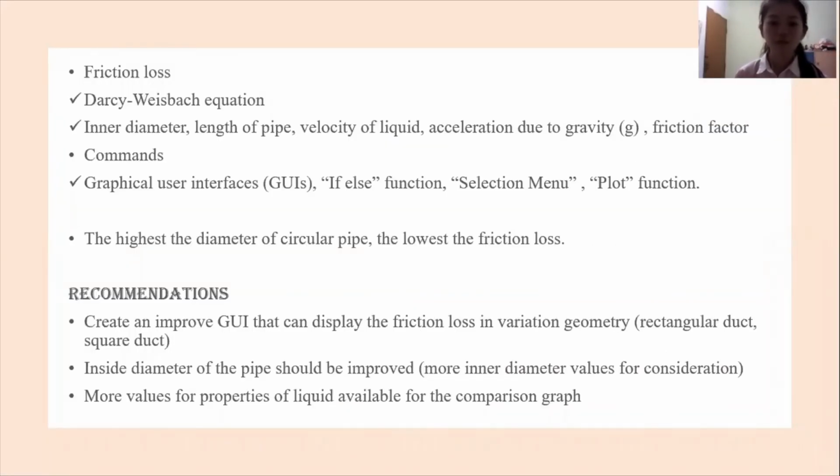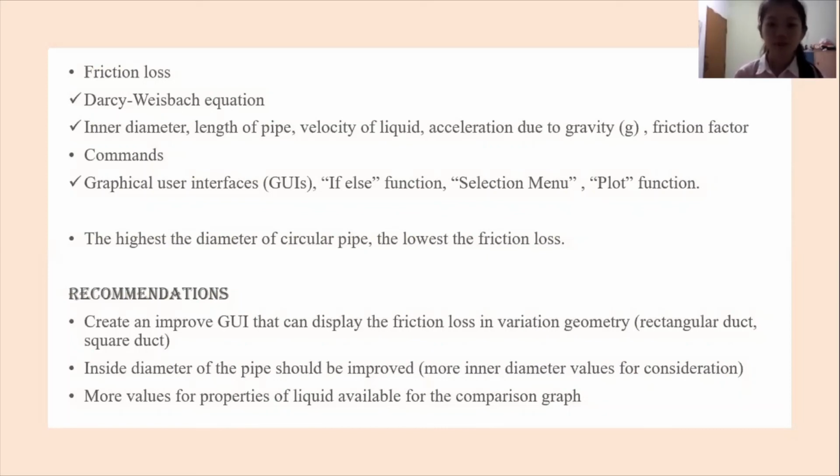For determination of friction loss, which is calculated by the Darcy-Weisbach equation, the values from inner diameter, length of pipe, velocity of liquid, acceleration due to gravity as well as friction factor are used. The commands used in this project included graphical user interfaces, GUI, if-else function, selection menu as well as plot function. In short, the program showed that the higher the diameter of circular pipe, the lower the friction loss.